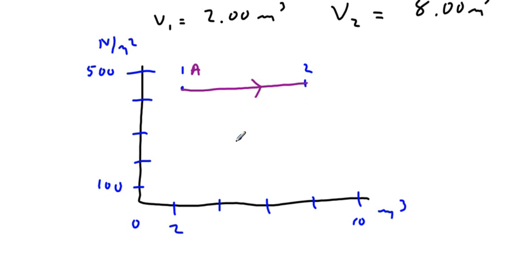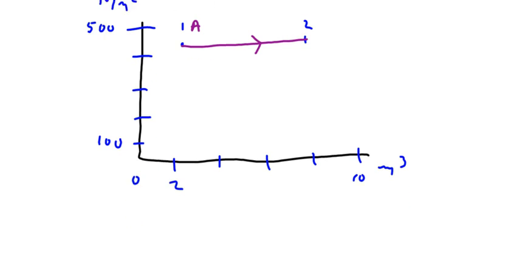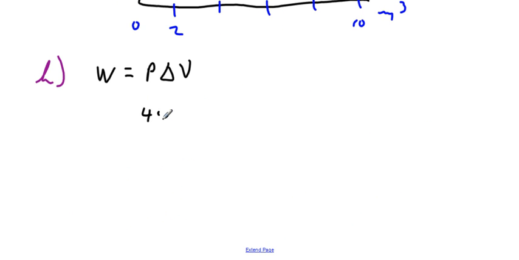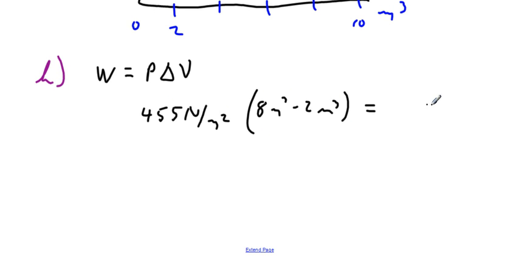Find the work done by the gas and the change in internal energy of process A. Okay, so we're down to part B now, and we want the work done. So the work is the pressure times change in volume. And our pressure was 455 newtons per meter squared. And our change in volume was 8 meters cubed minus 2 meters cubed. Looks like 2730 joules. Okay, so that's the work done by the gas. And the change in internal energy.